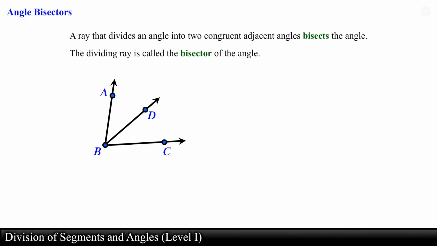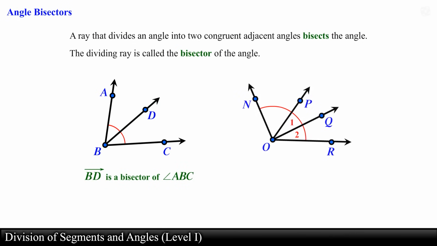The dividing ray is called the bisector of the angle. In the following figure, the measurement of angle ABD is equal to the measurement of angle DBC. In other words, angle ABD is congruent to angle DBC. From this information, we can conclude that ray BD is the bisector of angle ABC.